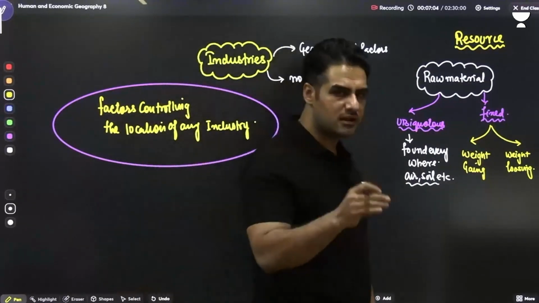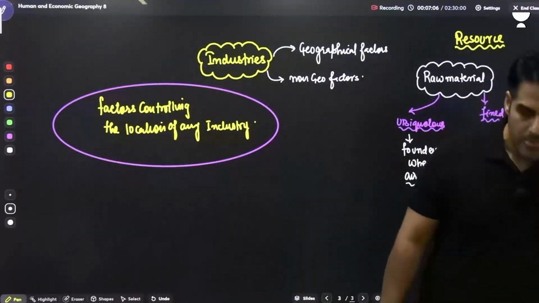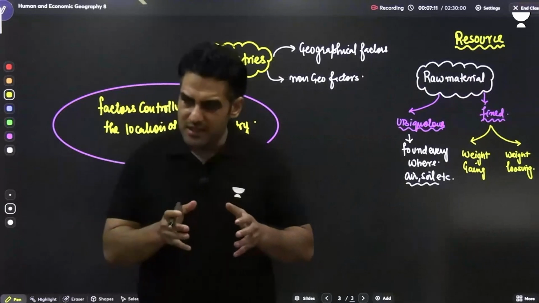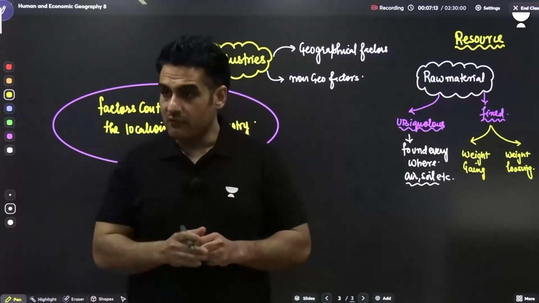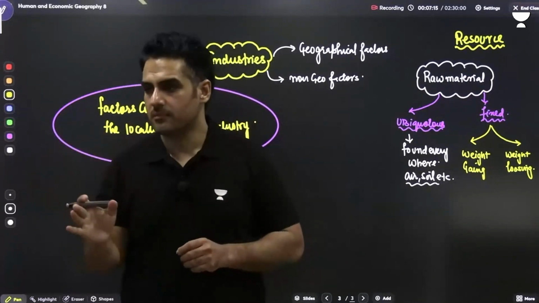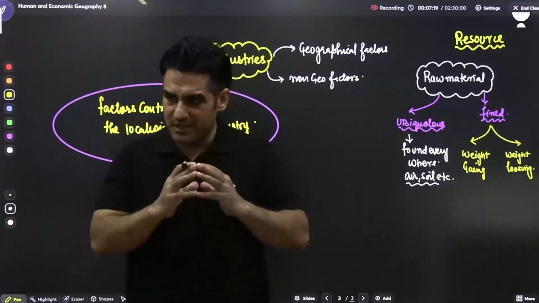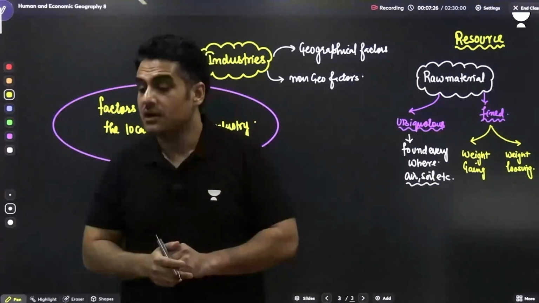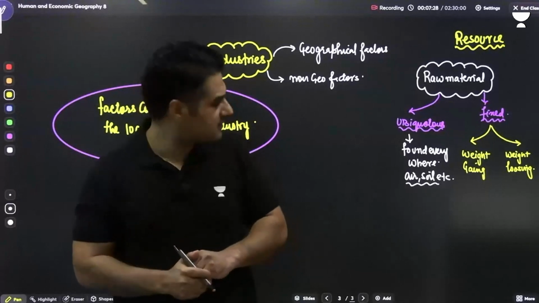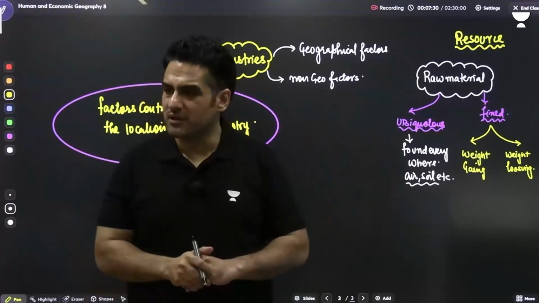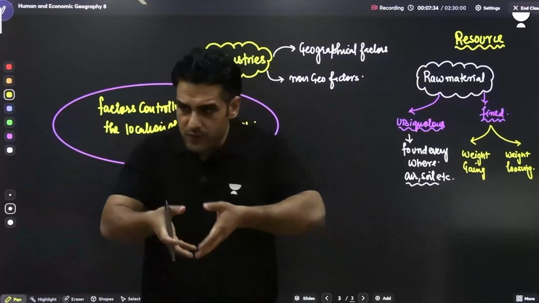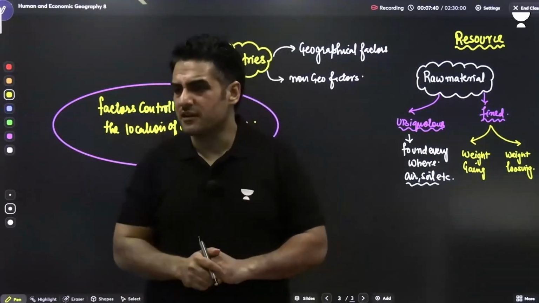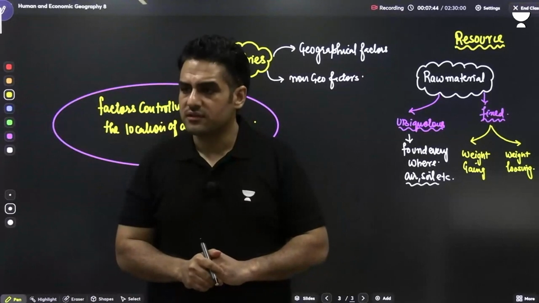What I mean by weight gaining and weight losing, listen carefully. When we extract the raw material and as we process it, if its final weight increases, what type of industry or raw material will that be? Weight gaining. And if we take out the raw material, process it, and its weight significantly decreases, what is that? Weight losing industry. Is this clear?